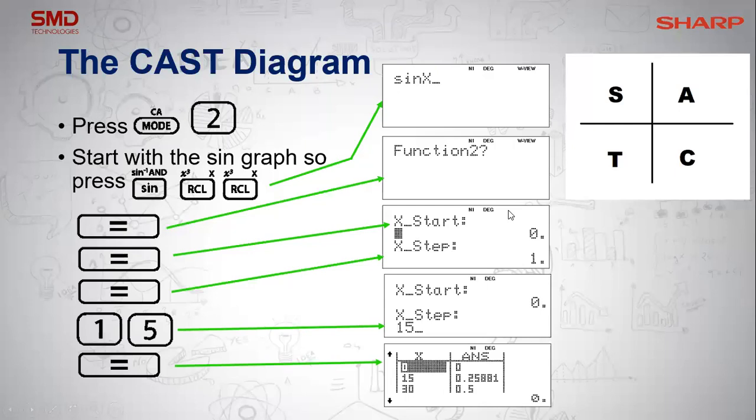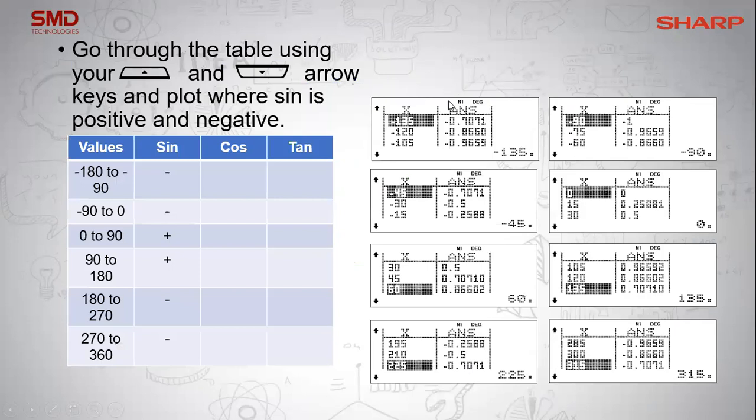Now you can also teach the CAST diagram using the table mode on the calculator. Okay, so to do that, what you do is type in a sine graph. I'm not going to do it on the calculator now because you can see my steps here, but I do want to show you my method. Between negative 180 and negative 90, we can see that my answers are negative. Between negative 90 and 0, I can see my answers are negative.